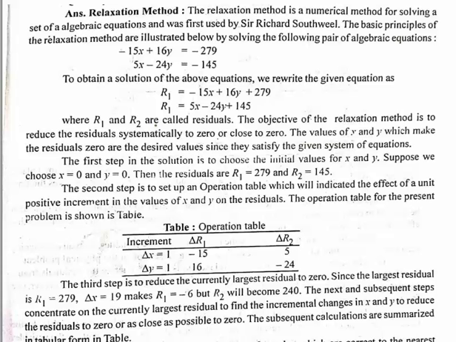In the second step, we set up an operation table which indicates the effect of a unit positive increment in the values of x and y on the residuals. The operation table of the present problem is shown below: when x changes by 1, and likewise y changes by 1, these are the changes in R1 and R2.